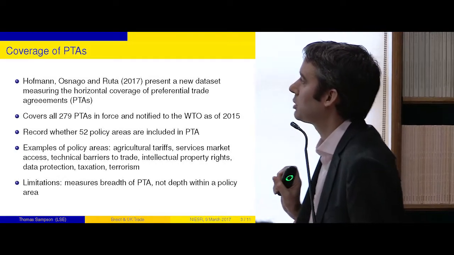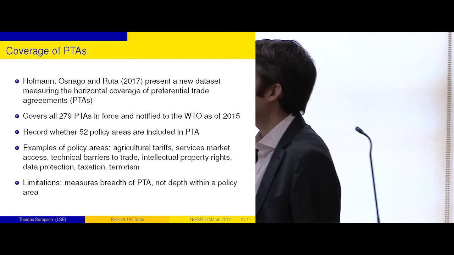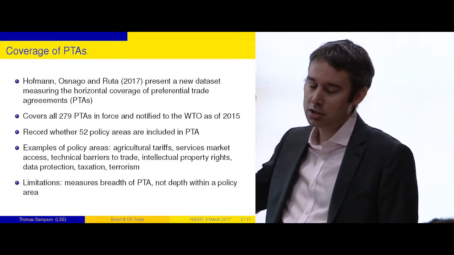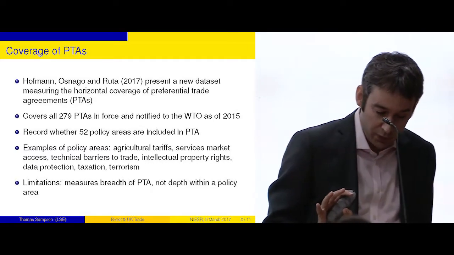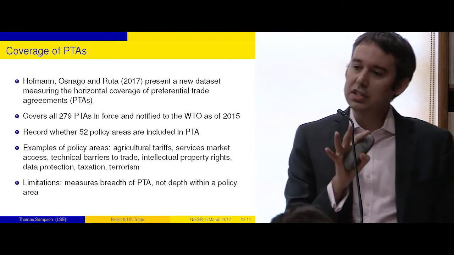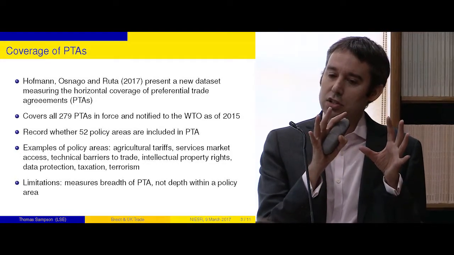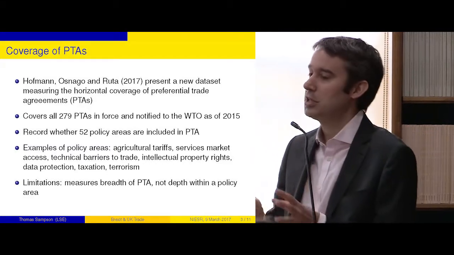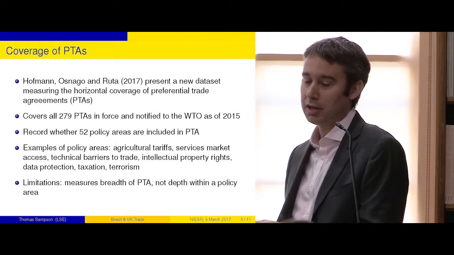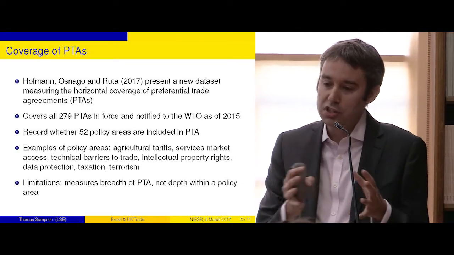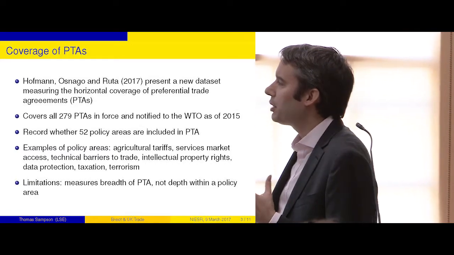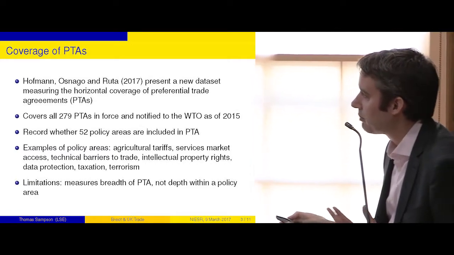So what do we know about preferential trade agreements? There are 279 that are currently in force and notified to the WTO. And what they do in this data set is, for each of these agreements, they code whether the agreement covers 52 different policy areas. So they're looking at the scope of different agreements. So what do they mean by policy areas here? Here are some examples.